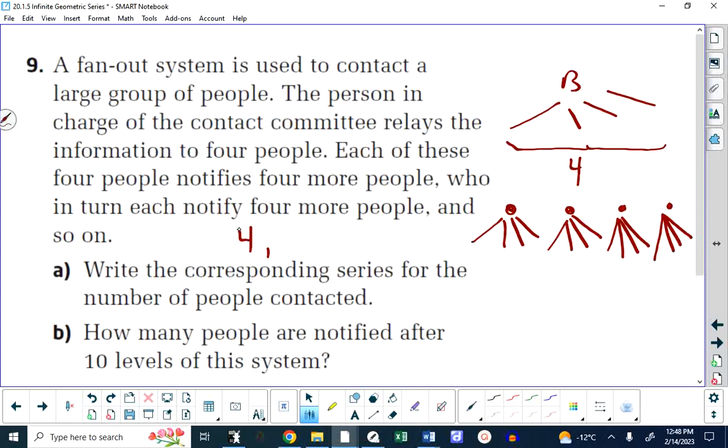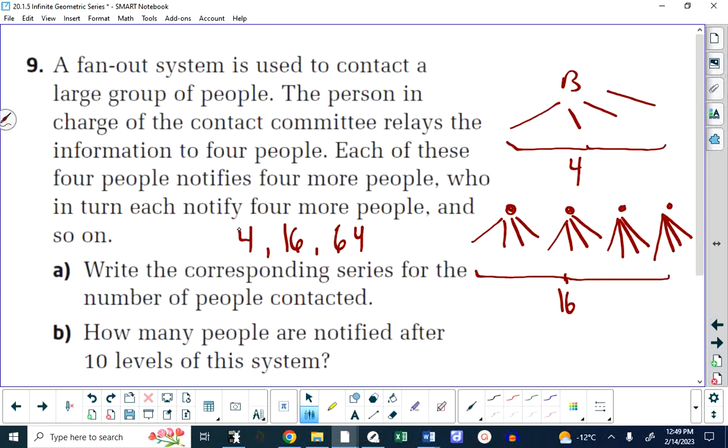And I think you can start to see why this is going to have a common ratio of 4. Because each person contacts 4 people. So one person contacts 4. 4 people contact 16, etc. This is the sequence we're dealing with here. How's my math? 4, 16, 64. Okay. That's the corresponding sequence.